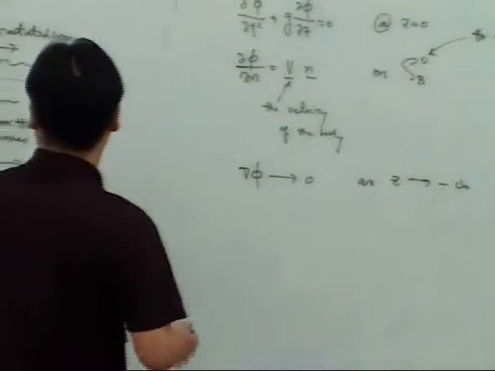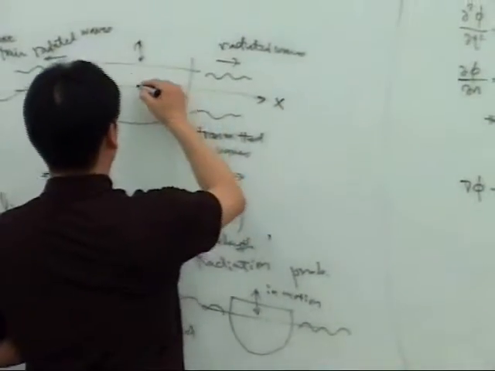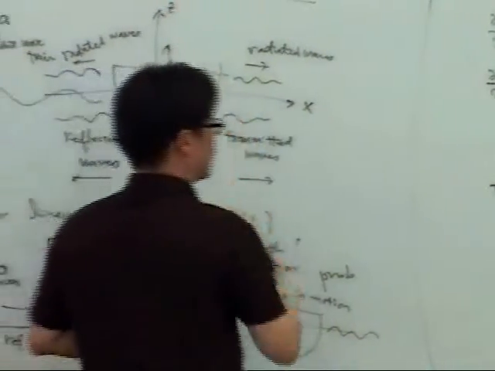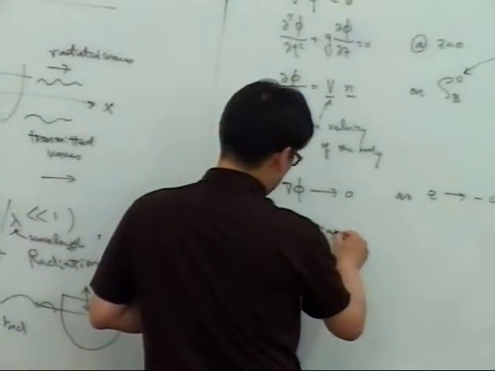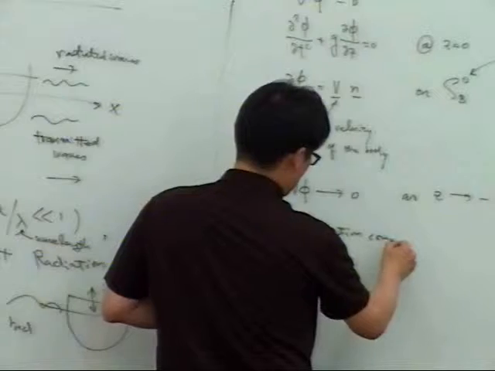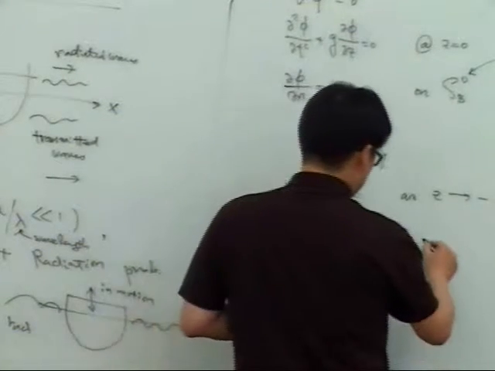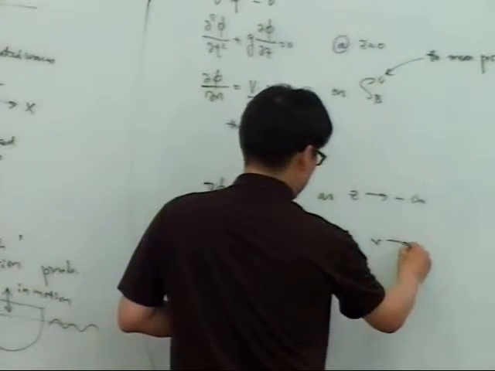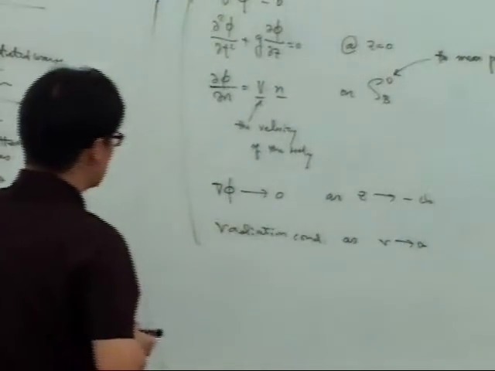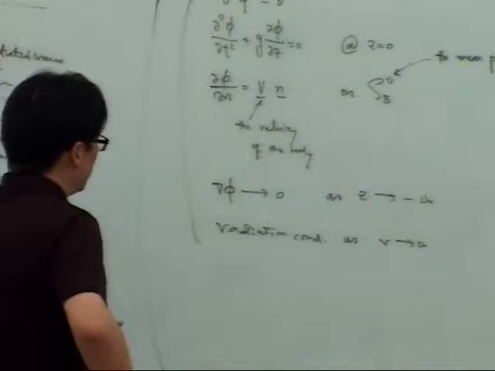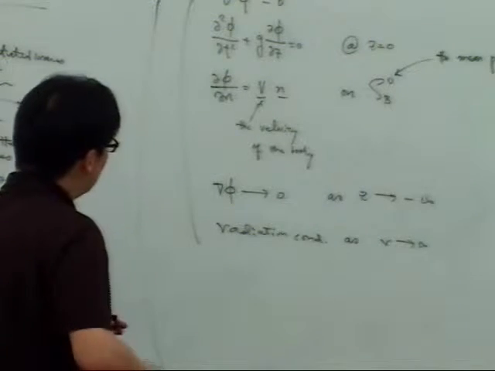Okay, so our coordinate system is like that. And then we need some radiation condition as r goes to infinity. Okay. So this is the setup that we have to solve.